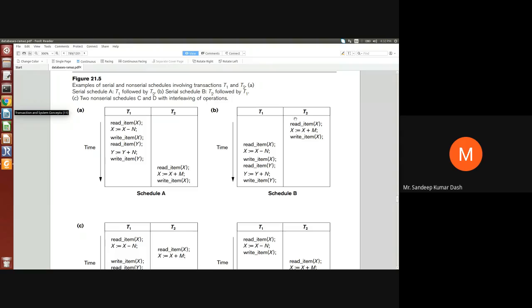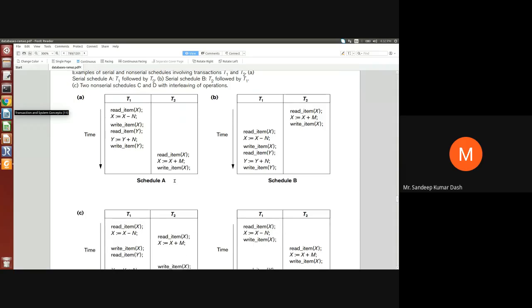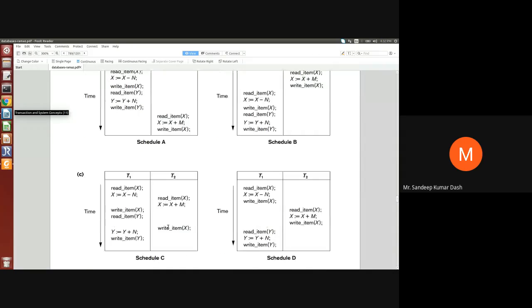Here similarly, first all the operations of T2 are completed, then T1 operations start. So this serial schedule is T2 T1. That means first T2 then T1. This is also a serial schedule. But this one is an interleaved schedule. That means the operations of the transactions are performed in an interleaved manner. Some portions of T1 are performed, then some portions of T2, then some portions of T1, then again some portion of T2, then T1. So this is an interleaved schedule.